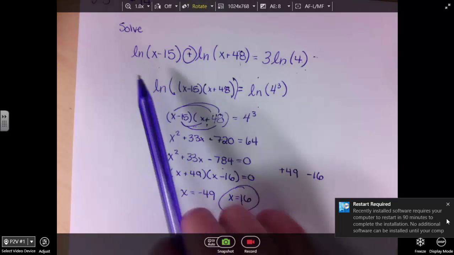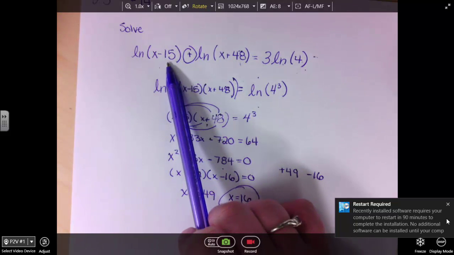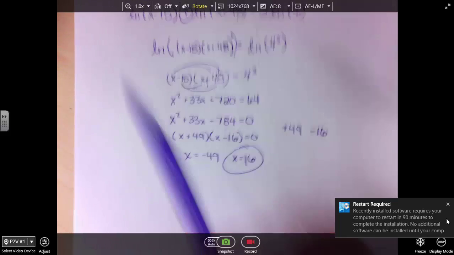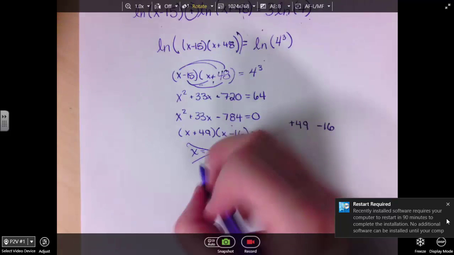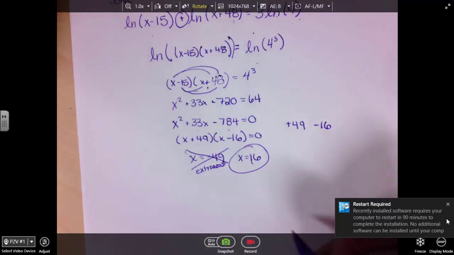Now, if I plug in negative 49, negative 49 minus 15 results in a negative number. And remember, because of our domain, we can't take the natural log of a negative number. So negative 49 does not work and is an extraneous solution. So our only answer is x equals 16.